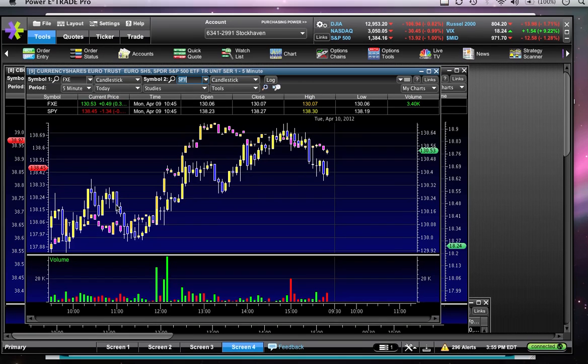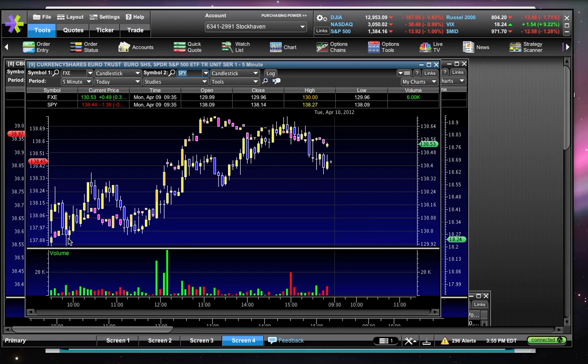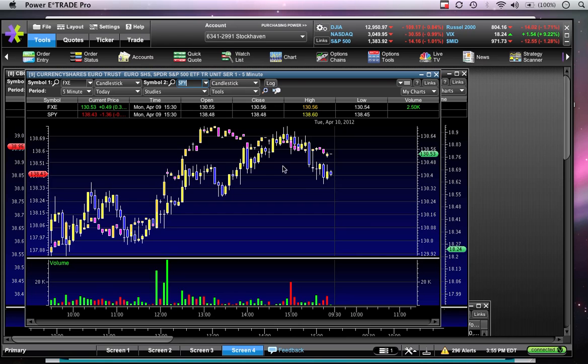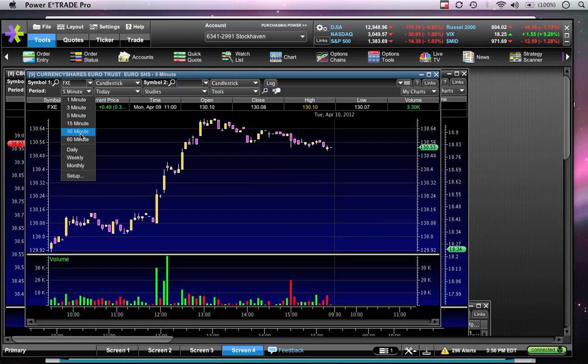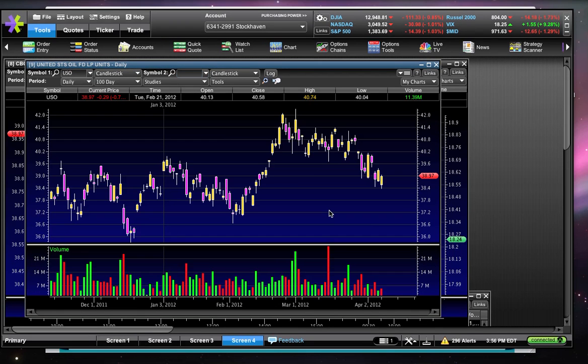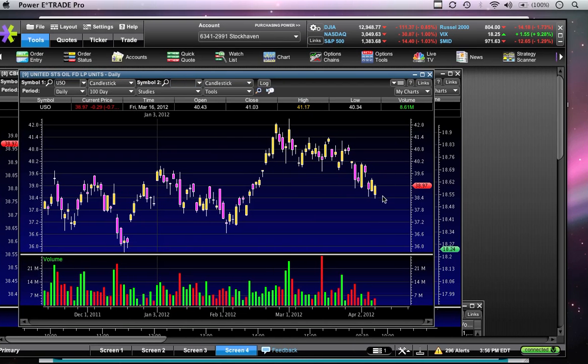But again, you can see the action in the S&P 500 and the euro, they're correlated right now. You know, they overlap each other a lot. So strength in the euro is coinciding with strength in the S&P 500. Strength in oil is coinciding with strength in the S&P 500. Strength in the VIX is coinciding with weakness in the S&P 500, and strength in the dollar is coinciding with weakness in the S&P 500. So there's our 4 indicators that we're watching.